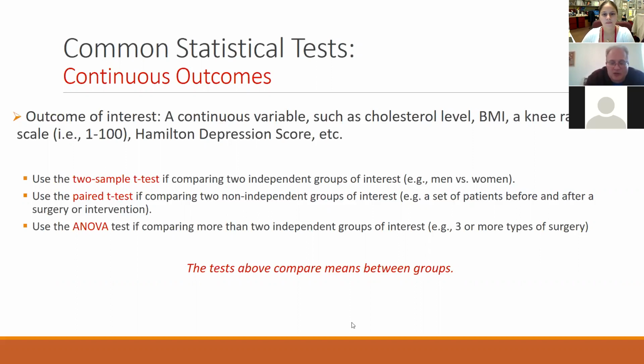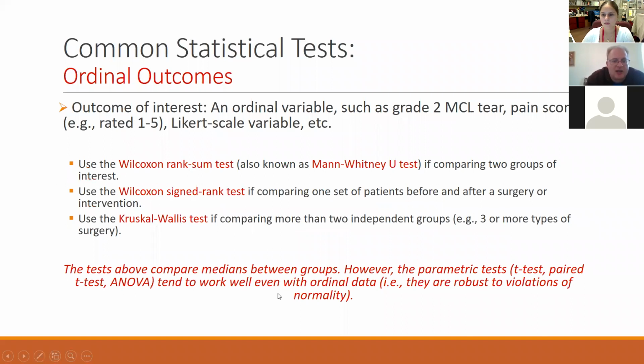Okay. So just showing a couple more common tests that you see a lot in the literature. So on the next slide, sorry, let me just move it up. You'll see a lot of these tests listed as well. These are called non-parametric tests, where the outcomes that you're measuring are not really perfectly continuous, such as an ordinal variable, like a grade 2 MCL tear, or a pain score that goes from 1 to 5.